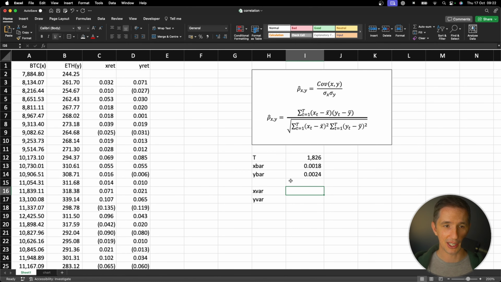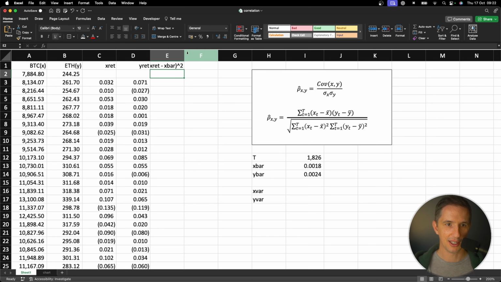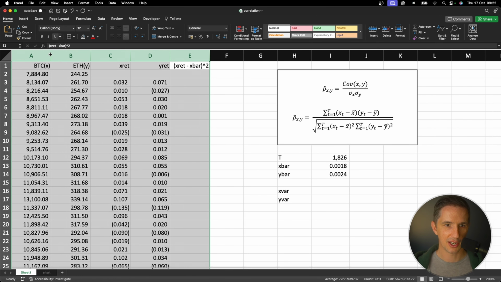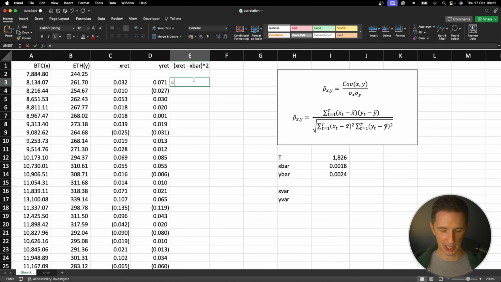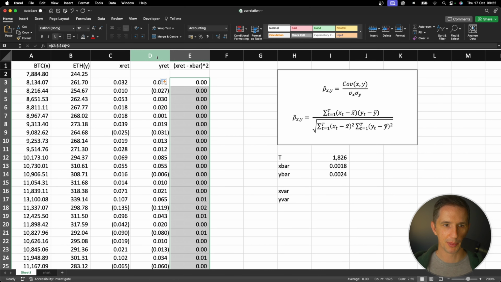So the variance is simply going to be this. We're going to say x ret minus x bar, and here that's going to be squared. So to show that that's squared, I'm just going to put this caret sign 2 over there as follows. Let's broaden this out a bit here. And so here we're going to take x ret, so the return of x, minus its mean, and then we're going to square that. And we're going to drop that calculation down. Let's pop that open to one decimal place.